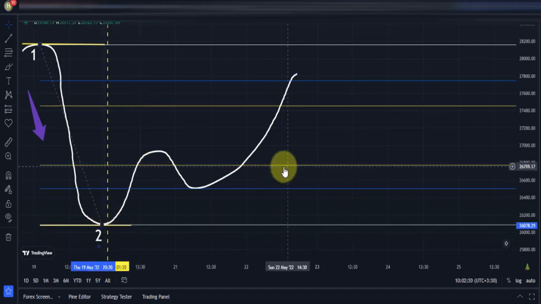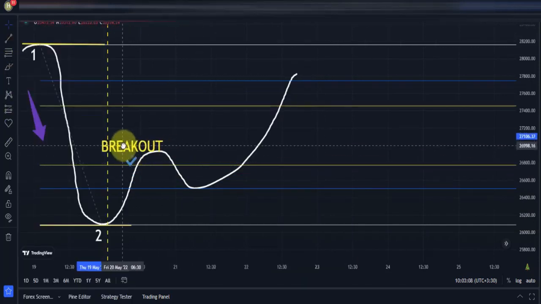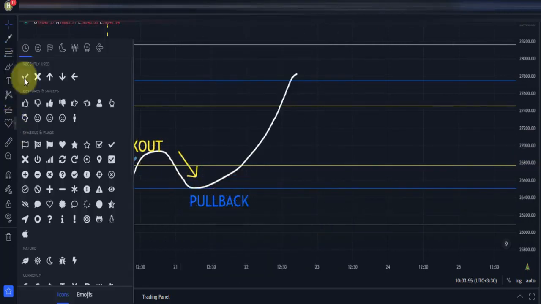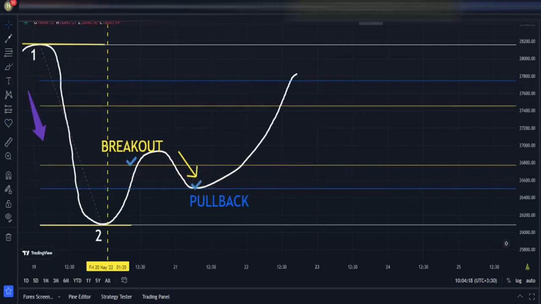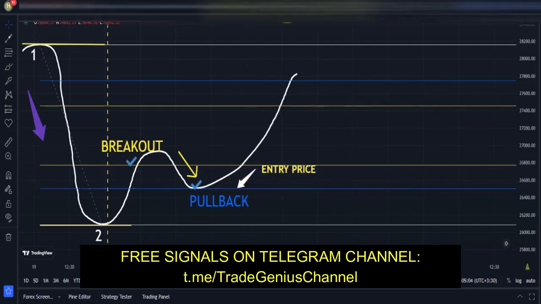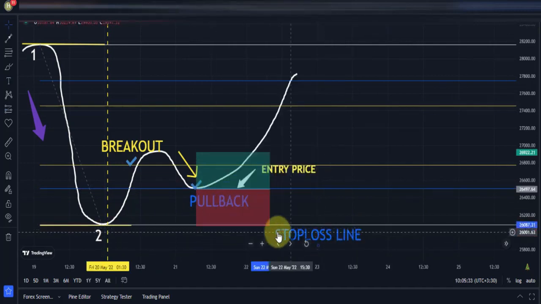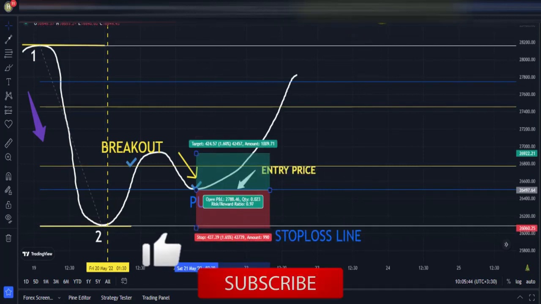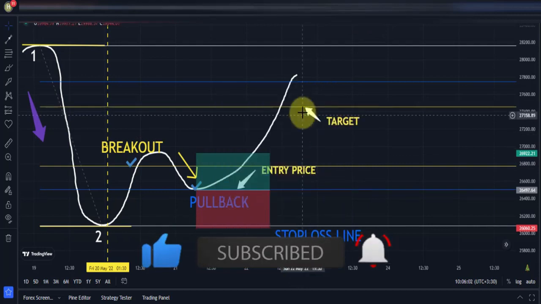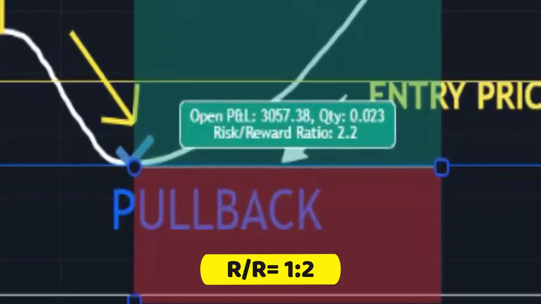Now we have to wait for the price to break out the yellow line. Then after the breakout, we wait for the price to pull back to the blue line. If the price pulls back to the blue line, this blue line would be our entry price for a buy trade. And this white line would be our stop loss. So set your stop loss slightly below the white line. And the upper yellow line would be our target for this buy trade. So set your take profit at the yellow line. The risk reward ratio of this trade would be 1 to 2.